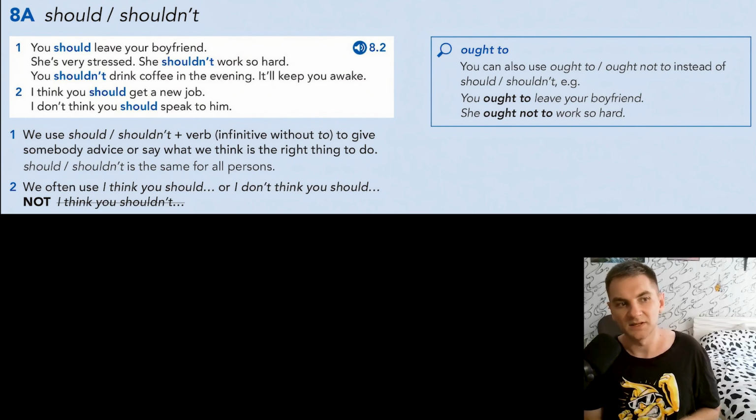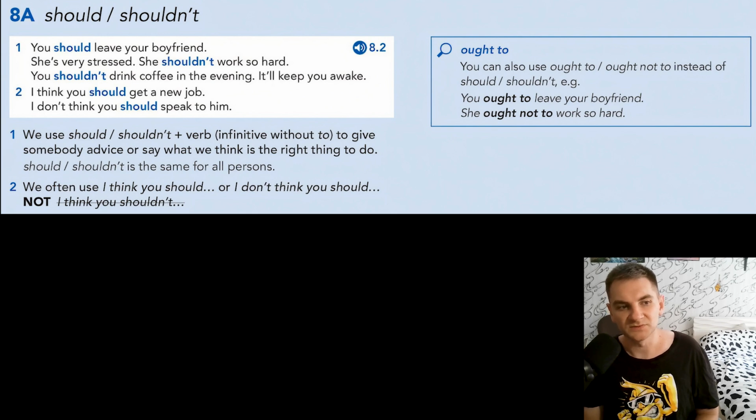Let's read the rules. Number 1. We use should, shouldn't plus verb, infinitive without to, to give somebody advice or say what we think is the right thing to do. Should, shouldn't is the same for all persons. It means we don't change this verb, like I should, you should, she should, and so on, for all persons. Number 2. We often use I think you should or I don't think you should, and not I think you shouldn't. Look, it's not critical, but it just sounds a bit unnatural. It's okay to say you shouldn't go there or you should do this, but if you use I think, be careful with that. Say it like this: I don't think you should do it. I don't think she should come, and so on.